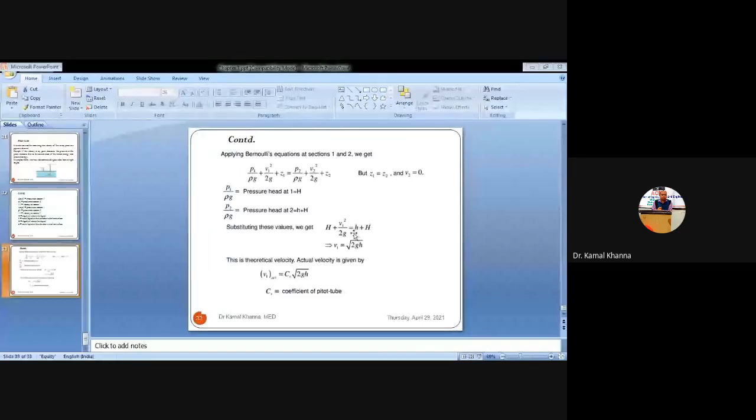So for calculating the value of V1 square, we will take the square root on the right hand side. So V1 becomes equal to the square root of 2gh. This is basically the theoretical velocity which we have calculated by assuming that the flow is steady, uniform, and the fluid is incompressible.